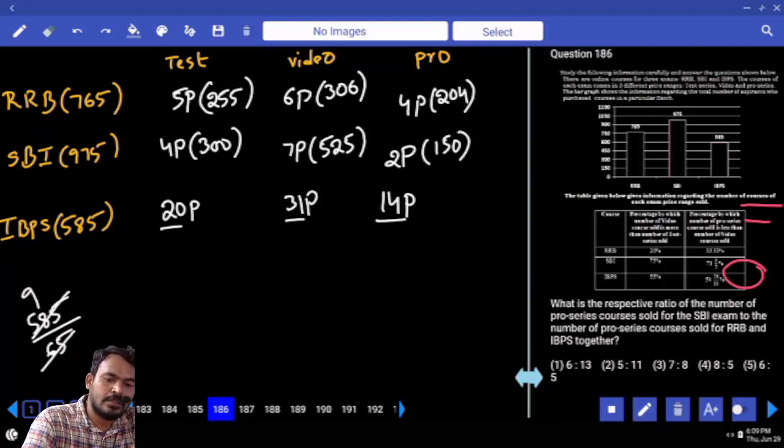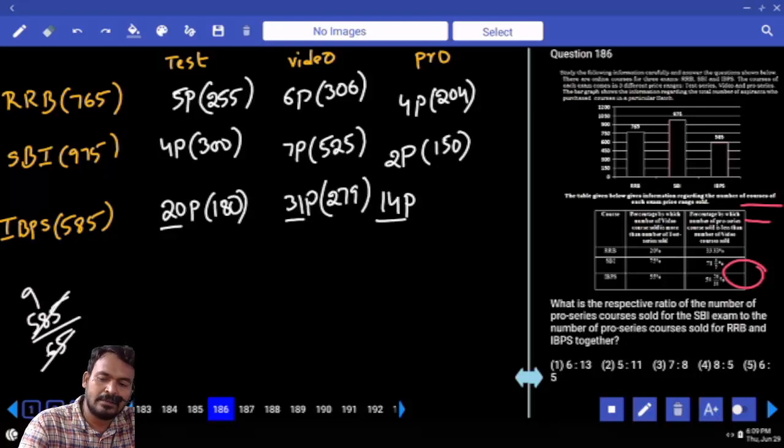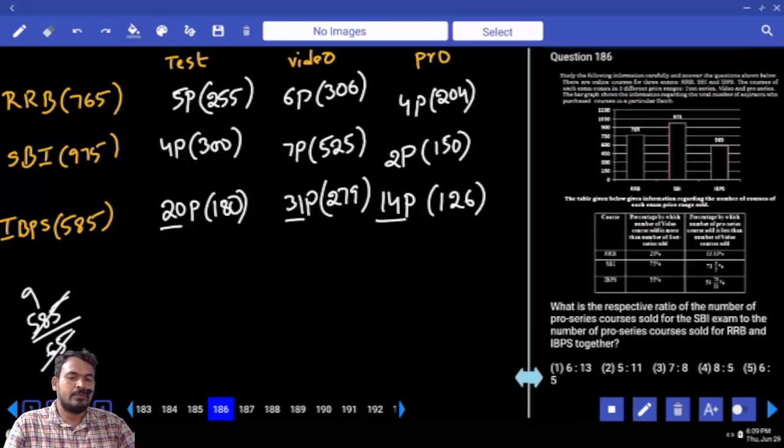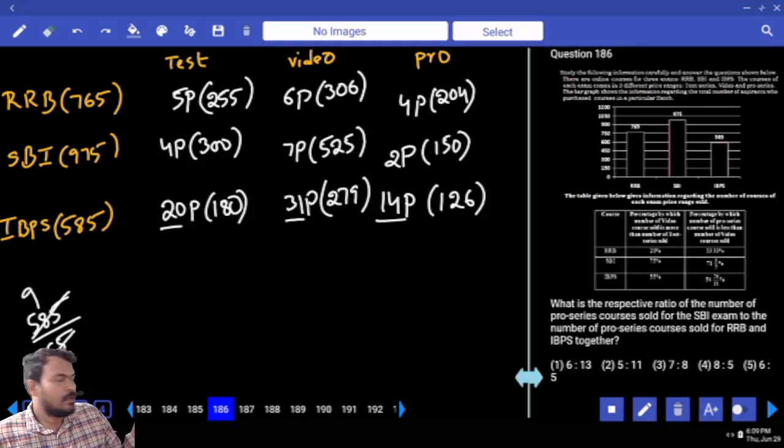20 parts, what is the 20 parts value? 180. 31 parts value, 279. 14 parts value, 126. We are getting all the data, test series, video and pro series. What is the first question?